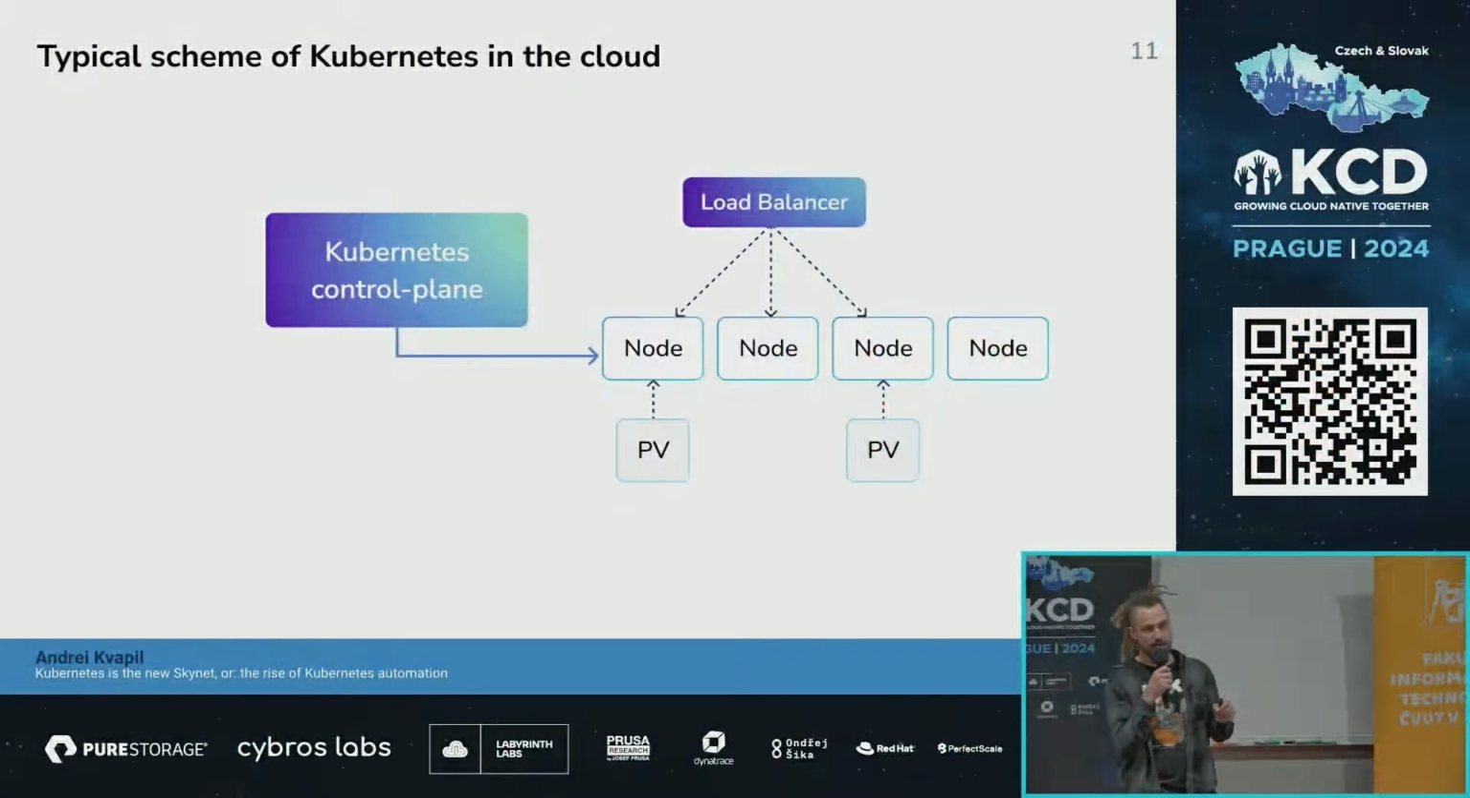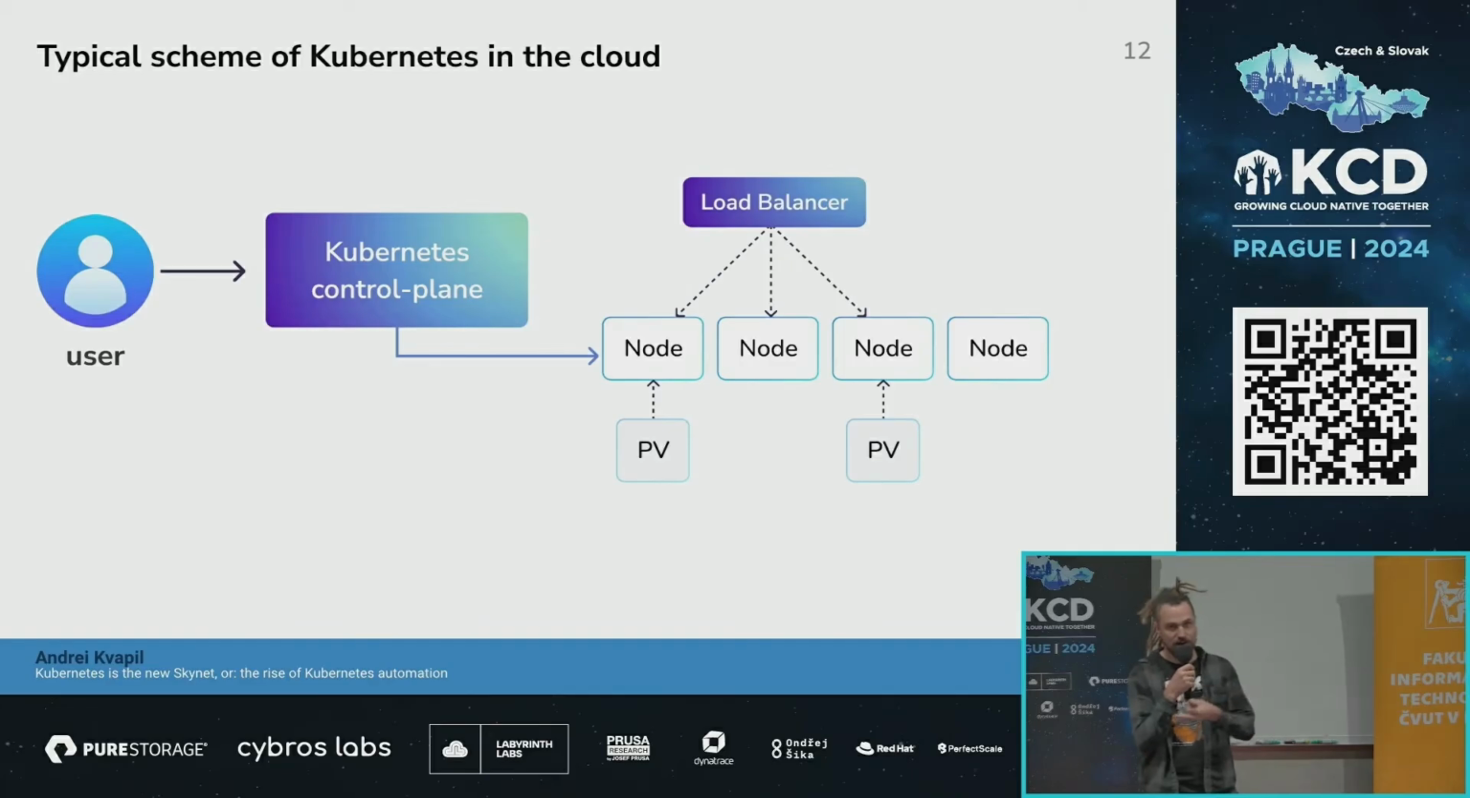When you're using Kubernetes in cloud, you usually see this scheme. You have the Kubernetes control plane, so you're interacting with the Kubernetes control plane, and all the rest is somehow separated. So you have separated worker nodes, separated load balancers, and what is more important, the data for your application is stored externally in outside storage.